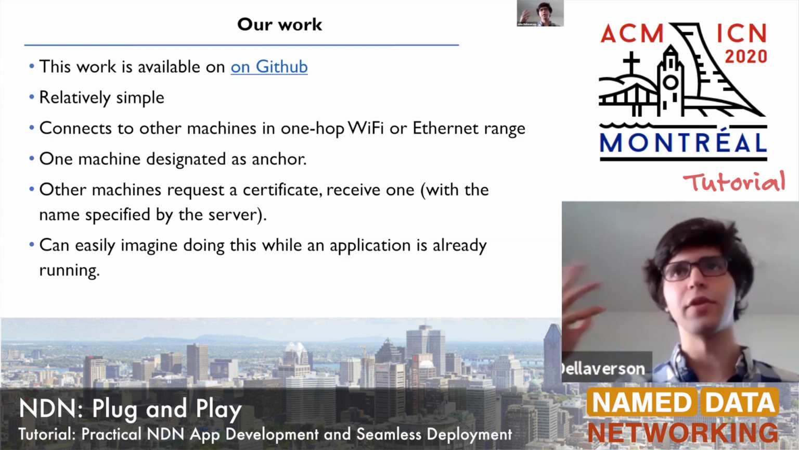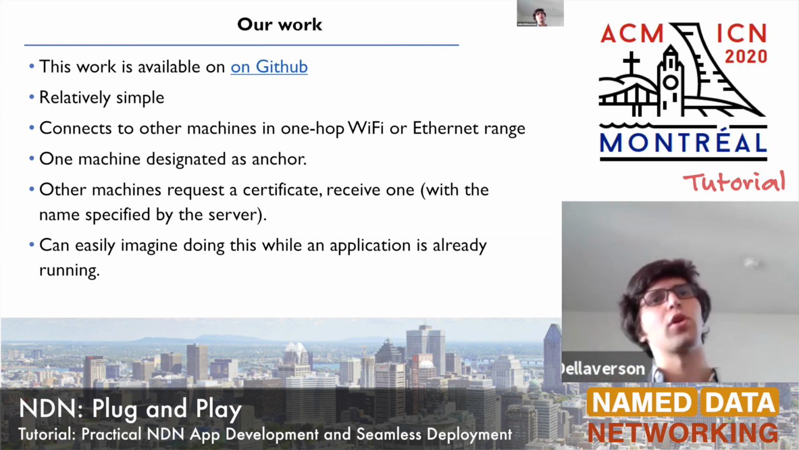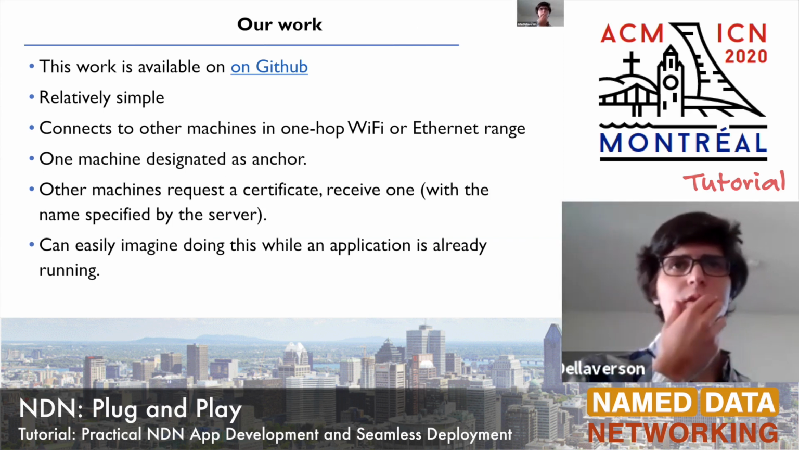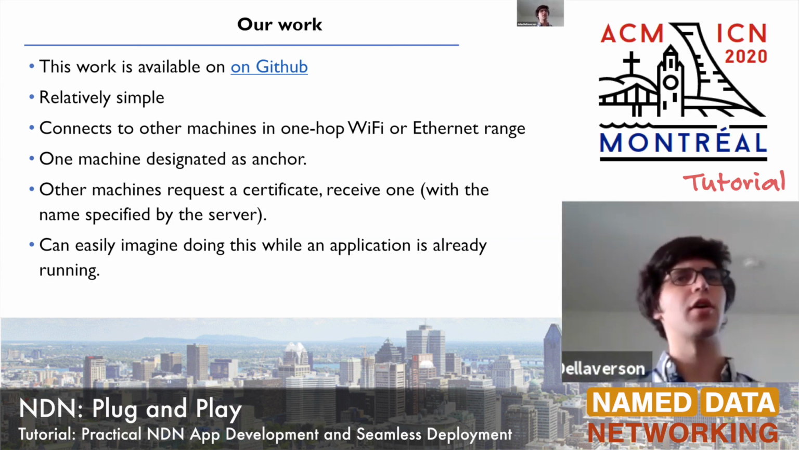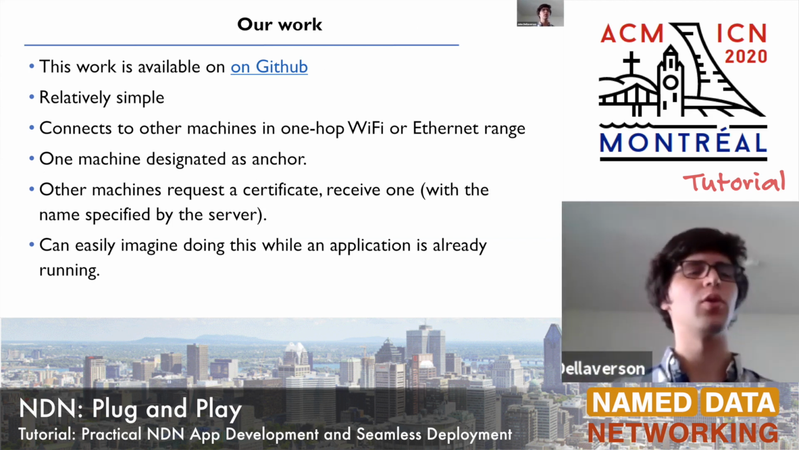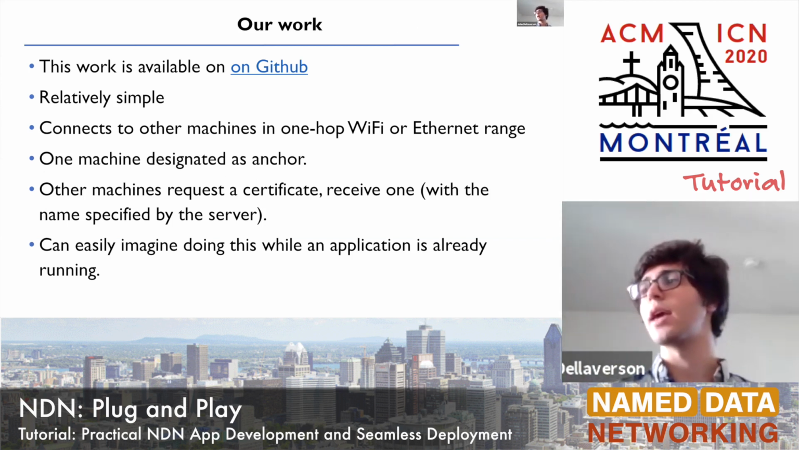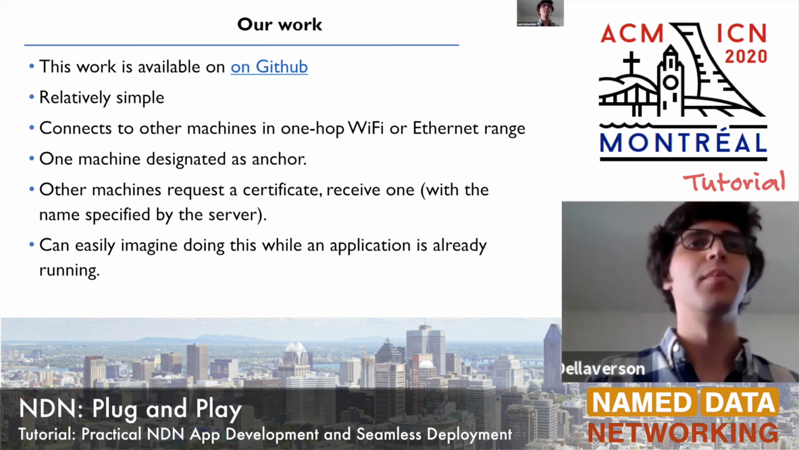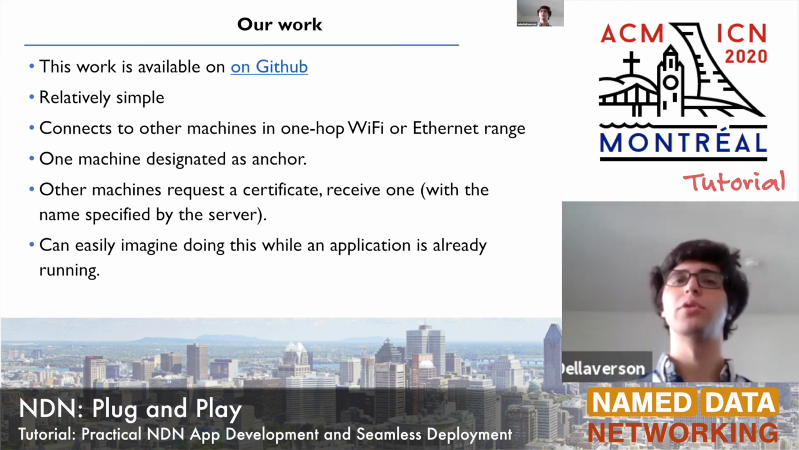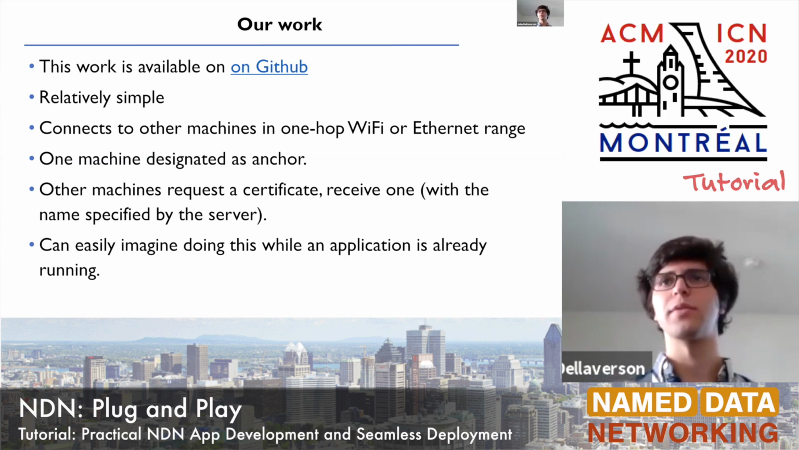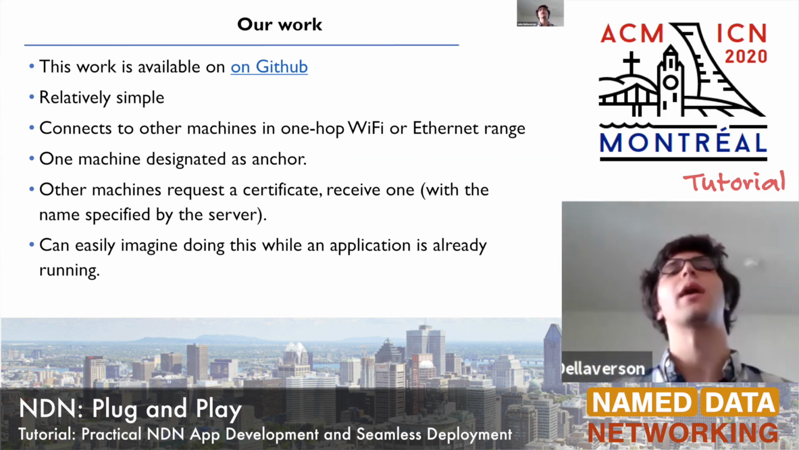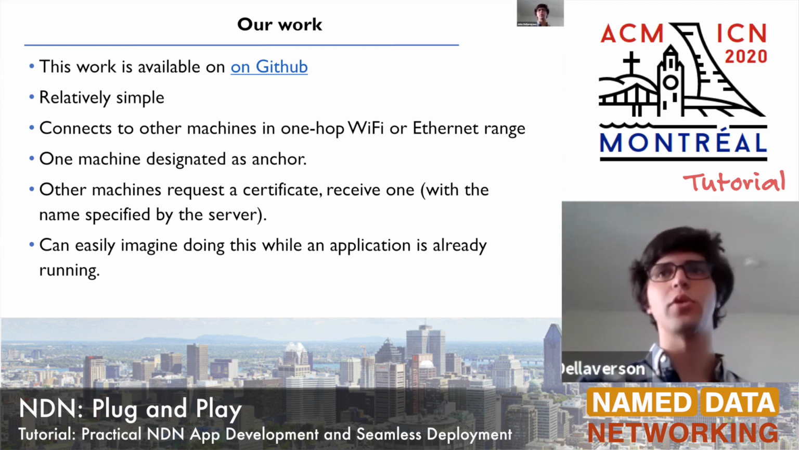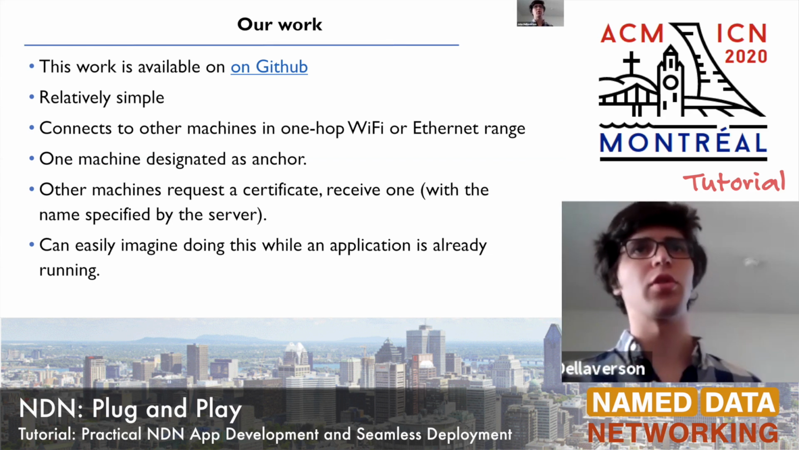To give an example of that, our contribution work is available on GitHub. I think everyone has the slides, so you should be able to follow that link. To explain it, it's relatively simple. It connects to other machines in one-hop Wi-Fi or Ethernet range. You have one machine that is designated as the anchor, which is the trust anchor. Other machines then request a certificate, and they receive one with the name specified by the server, or more specifically, the name is chosen by whoever ran the server. That's a setting that's configured. And you can imagine doing this multiple times while an application is running if you wanted to continue with the multiple configuration thing that we mentioned earlier.